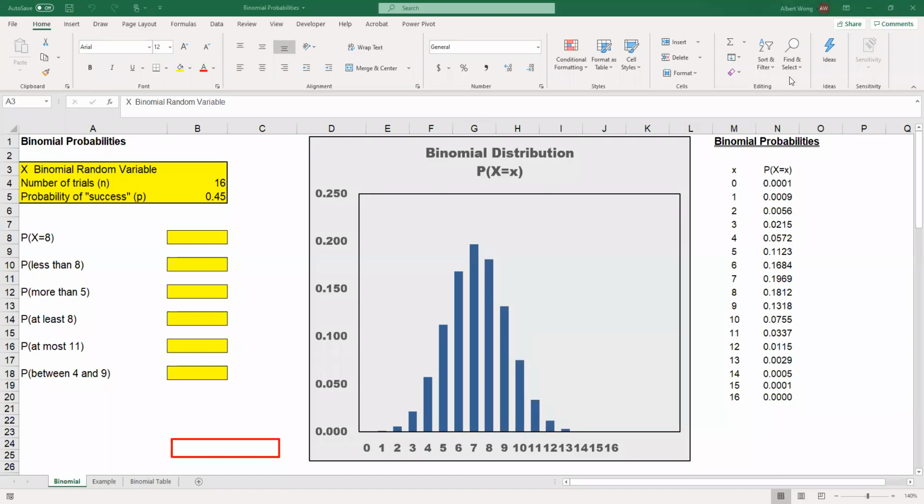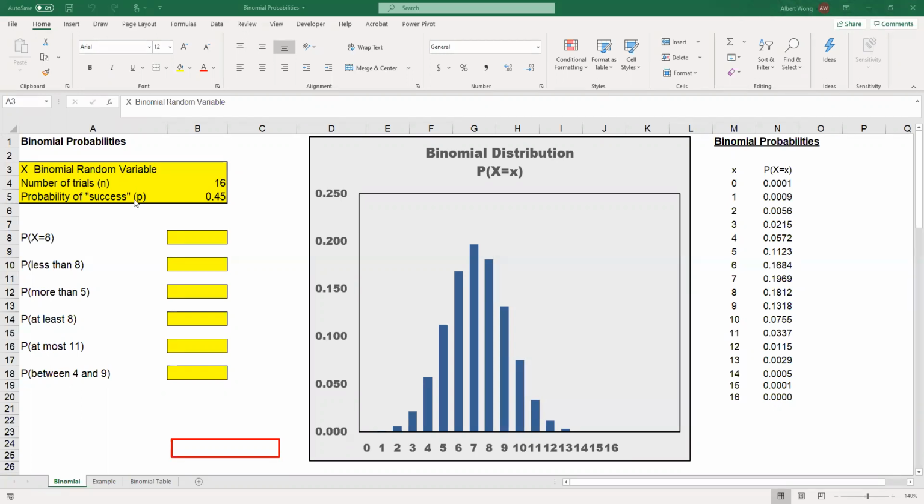In this video, we're going to show you how to use Excel to calculate binomial probabilities. Suppose we have a random variable, a binomial random variable x. Now, for a binomial random variable, we have two parameters. One is called the number of trials, n. The other is the probability of success, p.